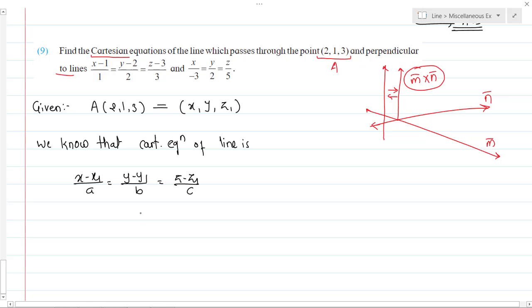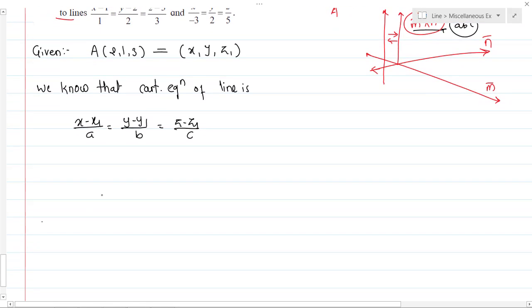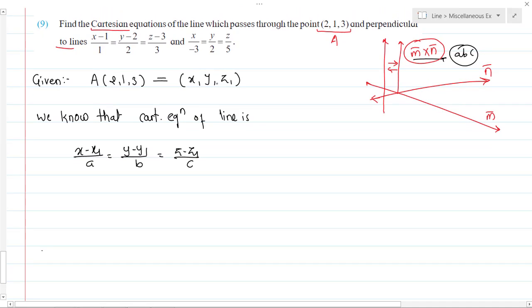And what will be the a, b, c? a, b, c will be the direction ratios of this line, the direction ratios of M bar cross N bar. So let's find out M bar cross N bar. Before that, find out M bar and N bar. This is the first line, so from this I can find out the M bar.